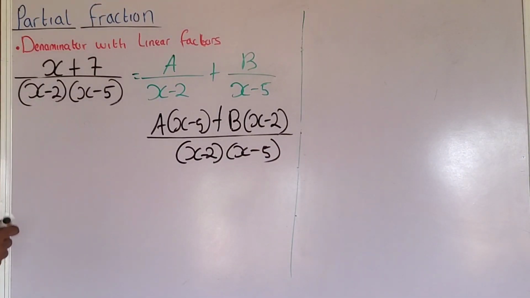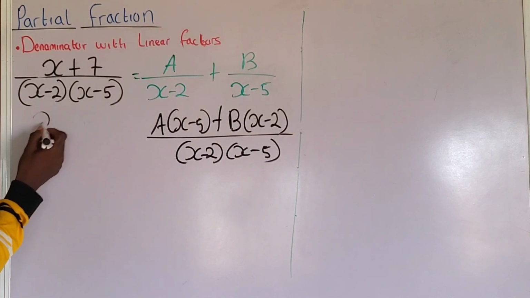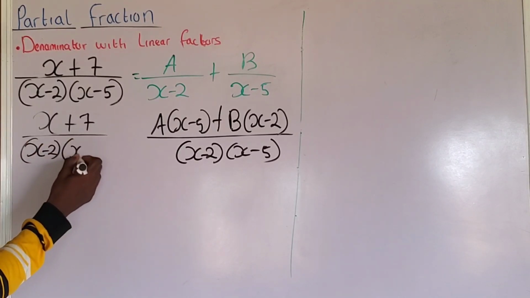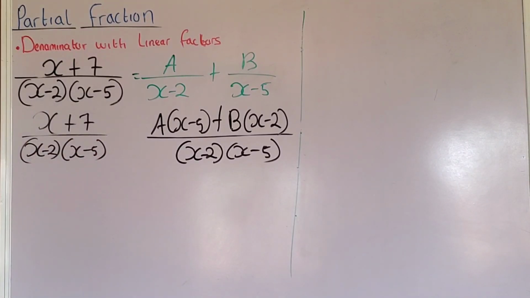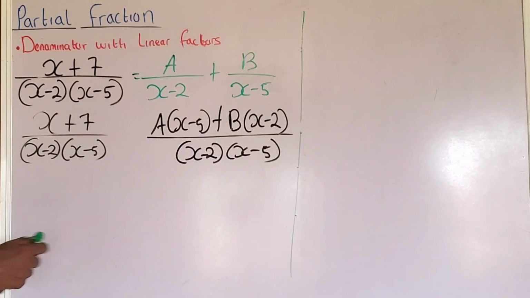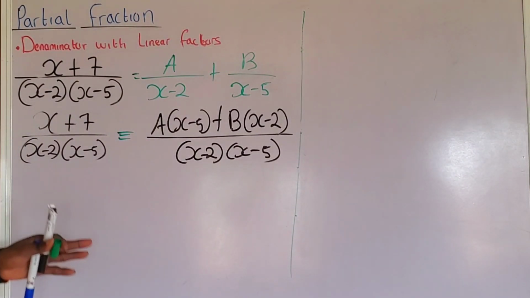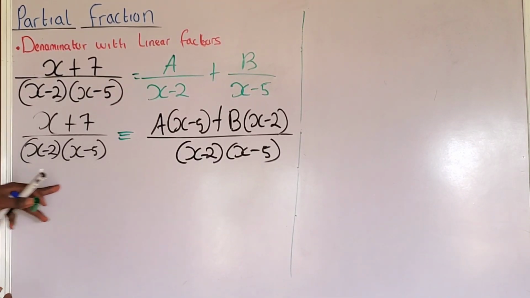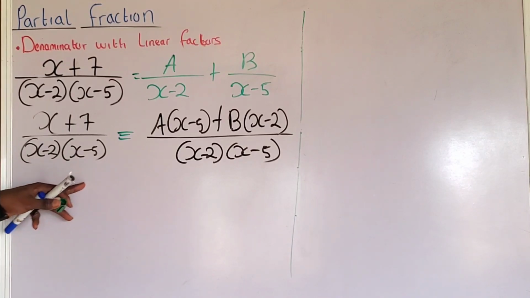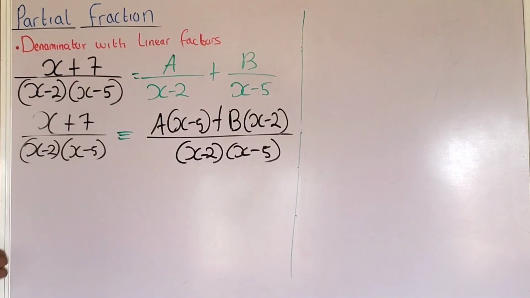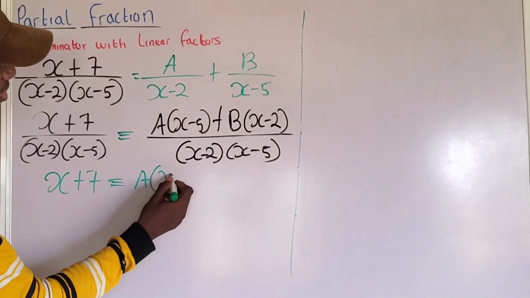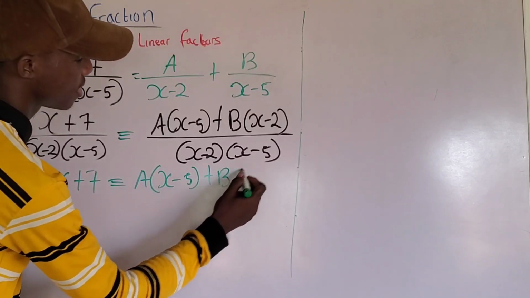Do you understand? Now, having done that, the next step is to bring down the fraction that you have here. I'm going to have (x + 7)/((x − 2)(x − 5)). If you compare this fraction with this fraction, you will discover that both of them are equal. That is, the left hand side is equal to the right hand side. The reason is that if you take their denominators, we have the same denominator. Hence, I can set the numerators equal to each other. So I'm going to have x + 7 is equivalent to A(x − 5) + B(x − 2).